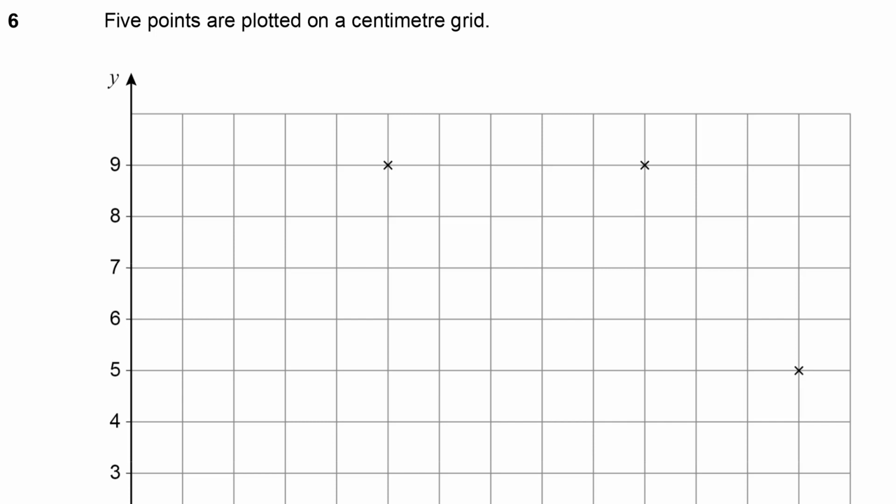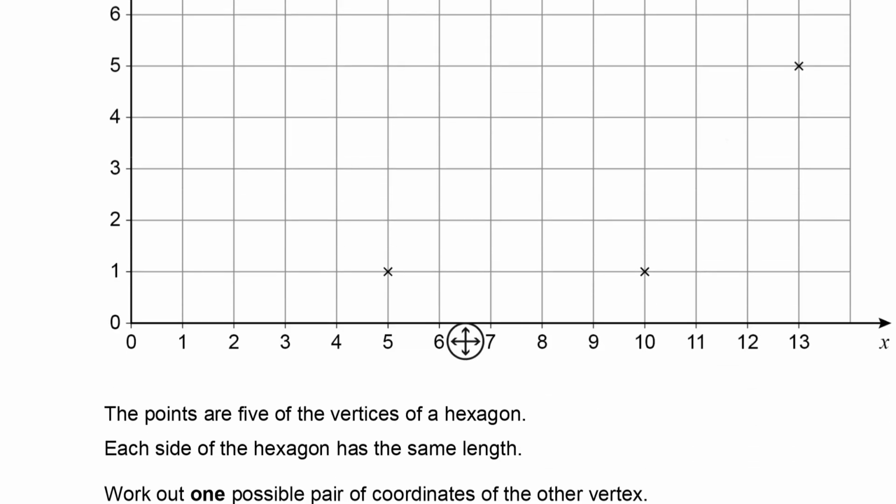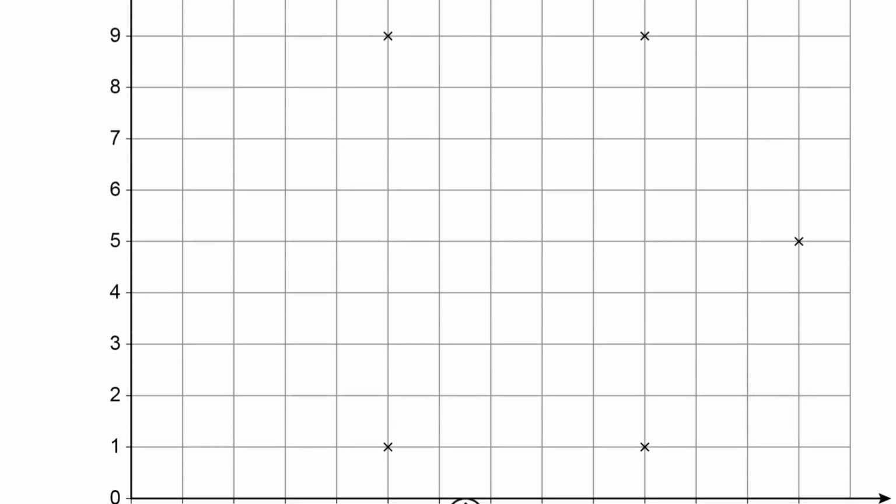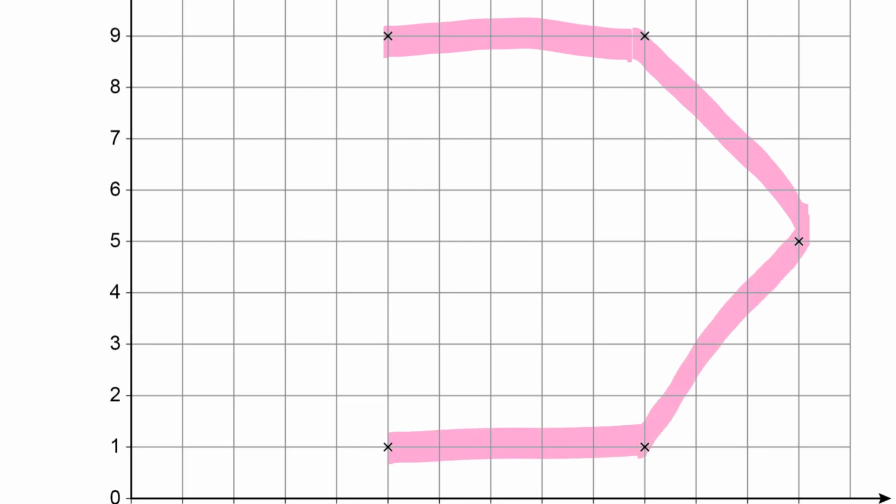Question 6. 5 points are plotted on a centimetre grid, and you can see them here. Let's see what it says. The points are 5 of the vertices of a hexagon. Each side of the hexagon is the same length. Work out one possible pair of coordinates of the other vertex. Okay, let's put it on the page so you can see all 5 points that have been drawn. I'm going to highlight the part of the hexagon that I should be able to see already. So it goes like that, round there, and along there.